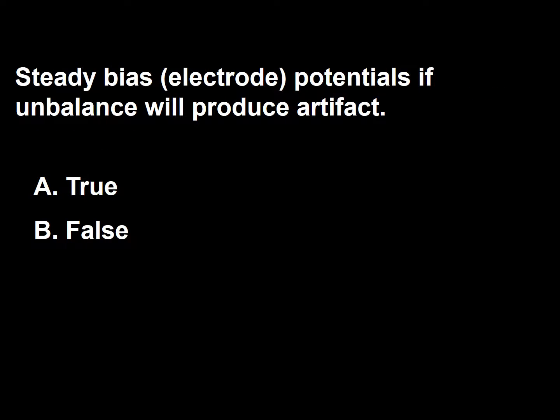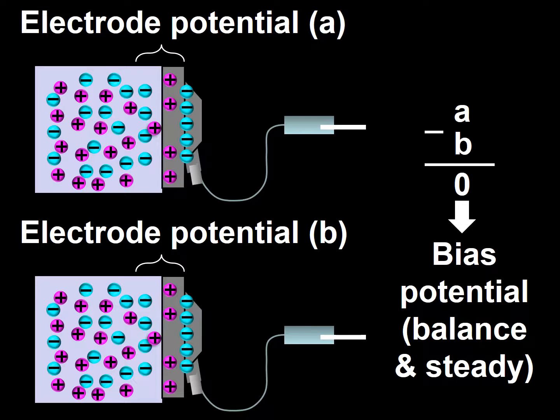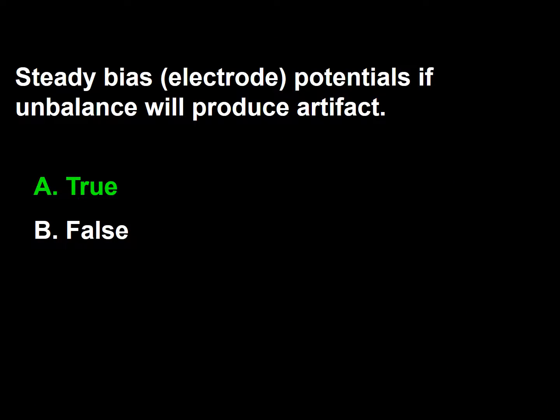The next question is, steady bias electrode potentials, if unbalanced, will produce artifact. A, true, B, false. As we have explained, bias potential exists in two forms: balanced and steady, which do not usually produce artifact, and not steady and unbalanced potentials, which produce artifact. So the answer is A, steady bias potential, if unbalanced, produce artifacts.